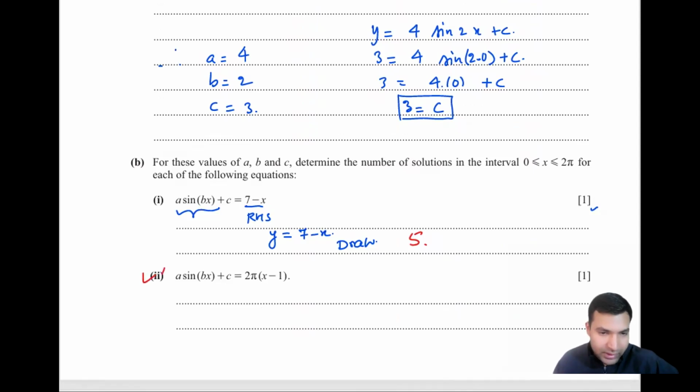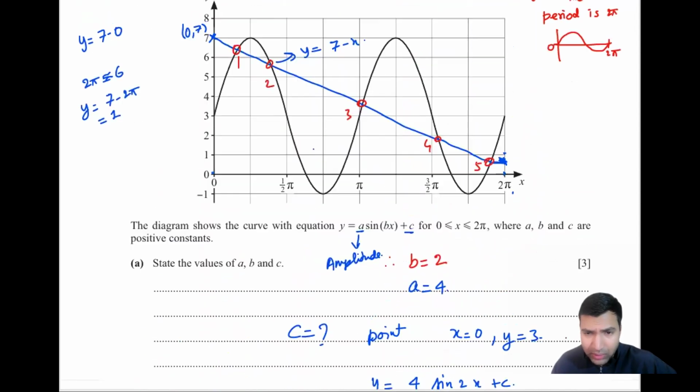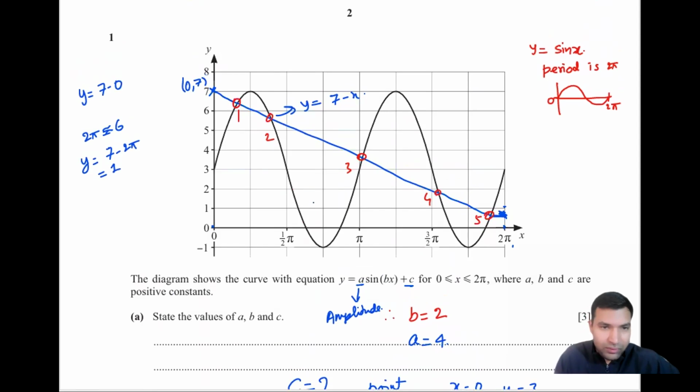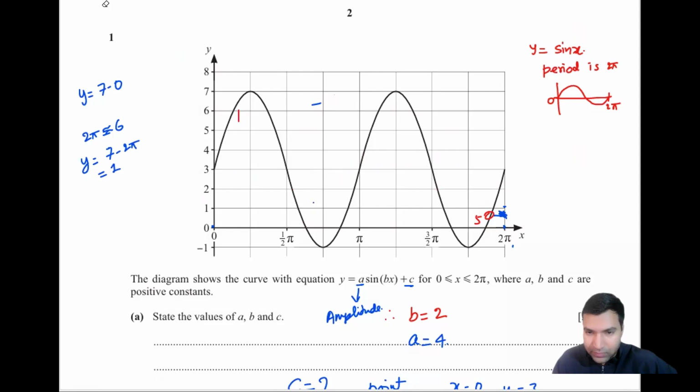Now, similarly, we need to solve the second bit, which is a sin bx plus c equal to 2 pi x minus 1. So how do I get this line? This is also a line, right? So I can interpret this as y equal to 2 pi x minus 1. Got it? So again, I'll plot it and get a rough sense of it. Let me quickly erase this part, and we need to draw 2 pi times x minus 1.